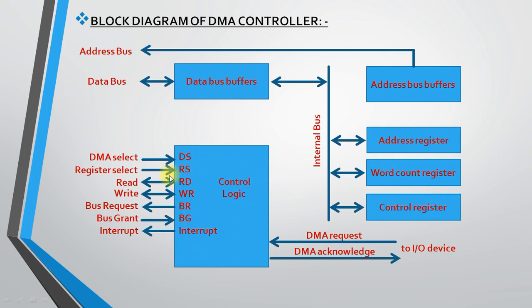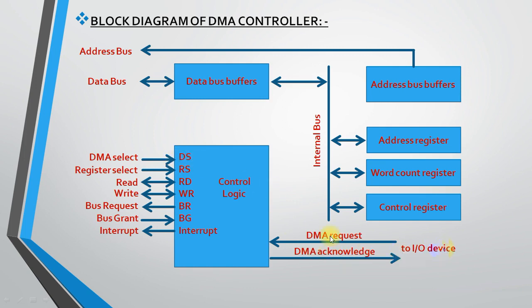Here are different types of control logic: DS, RS, RD, WR, BR, BG and interrupt. Read and write are bidirectional. Bus request and interrupt are the outputs or senders, so we need to draw the arrow in this way. Bus grant, register select and DMA select are the inputs. So we have drawn an inward arrow.